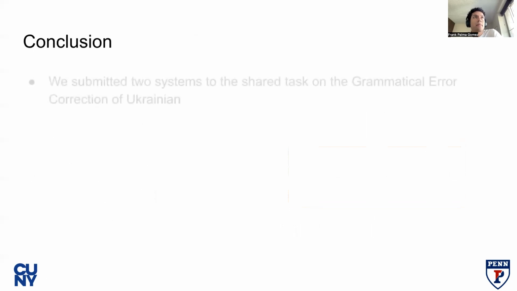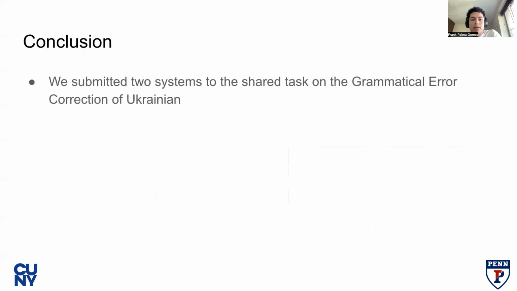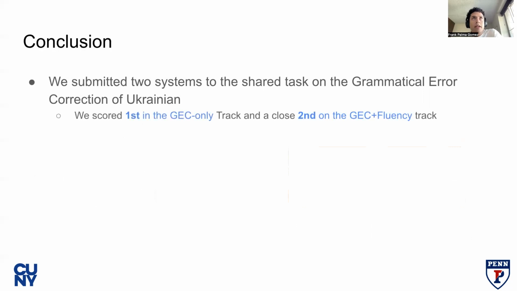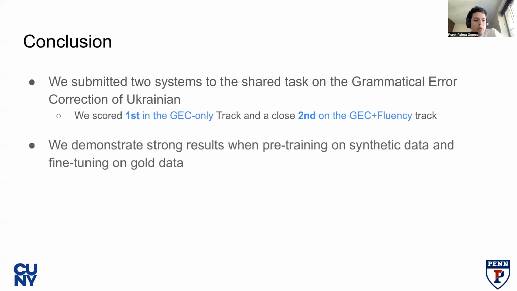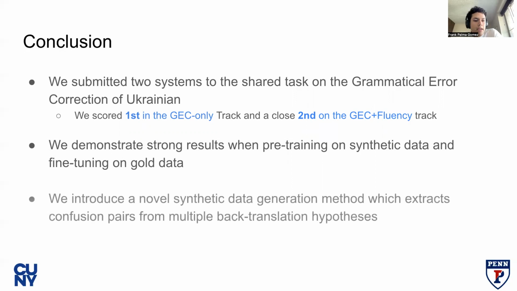To summarize, we submitted two systems to the shared task on the grammatical error correction of Ukrainian. We scored first in the GEC only track and a close second on the GEC fluency track. We demonstrated strong results when pre-training on synthetic data and fine-tuning on gold data. And lastly, we introduced a novel synthetic data generation method which extracts confusion pairs from multiple back translation hypotheses.